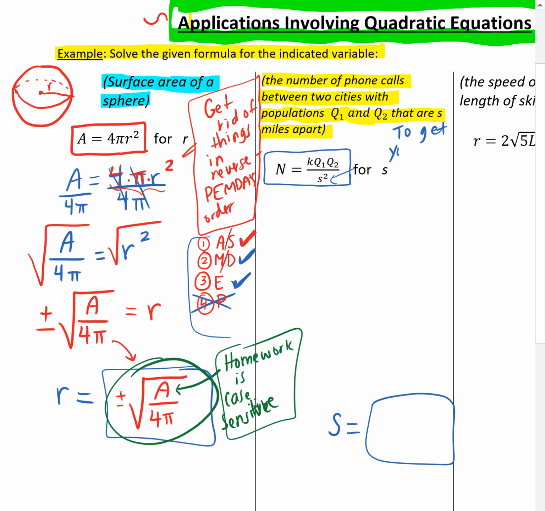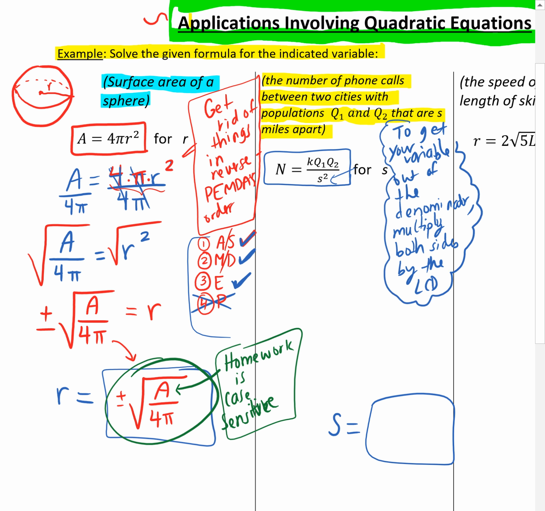To get your variable, whatever one you're trying to solve for, out of the denominator. And we haven't had to worry about that in the first example. There was no denominator. But if you do see one, you want to multiply both sides by the LCD, which we saw in the Rational Expressions chapter way back when. Multiply both sides by the LCD.